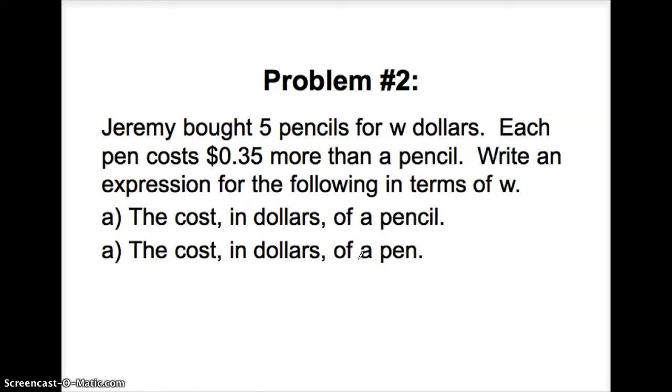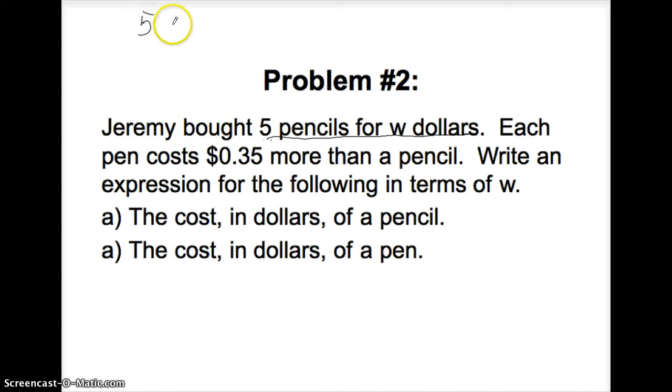Jeremy bought 5 pencils for $W. Each pen costs 35 cents more than a pencil. Write an expression for the following in terms of W. So we know the cost in dollars of a pencil. We know that we can buy 5 pencils for $W, right? So that's for 5 pencils, but we want to know for 1 pencil. So if we want to know for 1 pencil, that means we need to divide them both by 5, right?